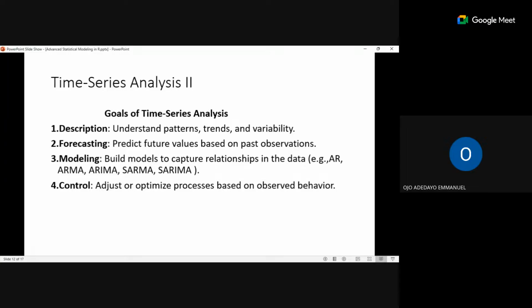Now, control, adjust or optimize process based on the observed behavior. Like I mentioned the other time, if you are building a model, you put the first variable, you discover that the R square increases, you put another variable, and another. Immediately you put a variable and you discover that the R square, the metric that you are using, is decreasing, that means you just have to stop at that point. That is how we normally do it in both time series and regression.